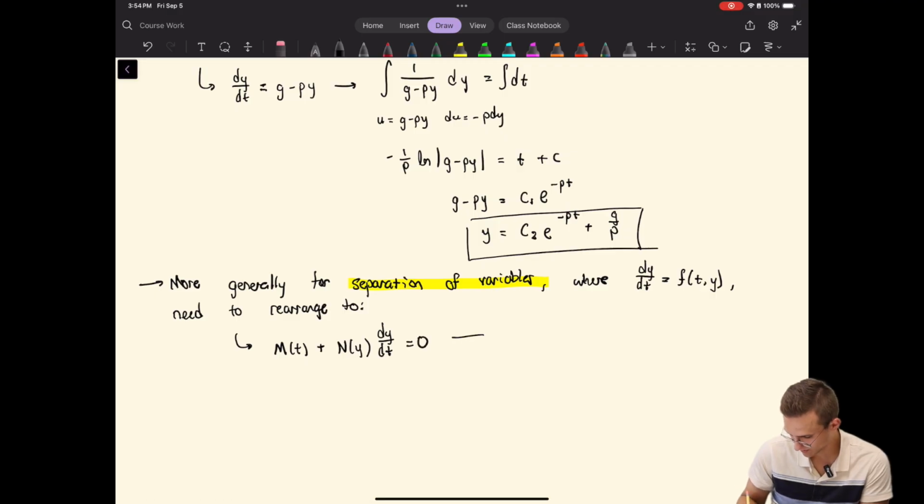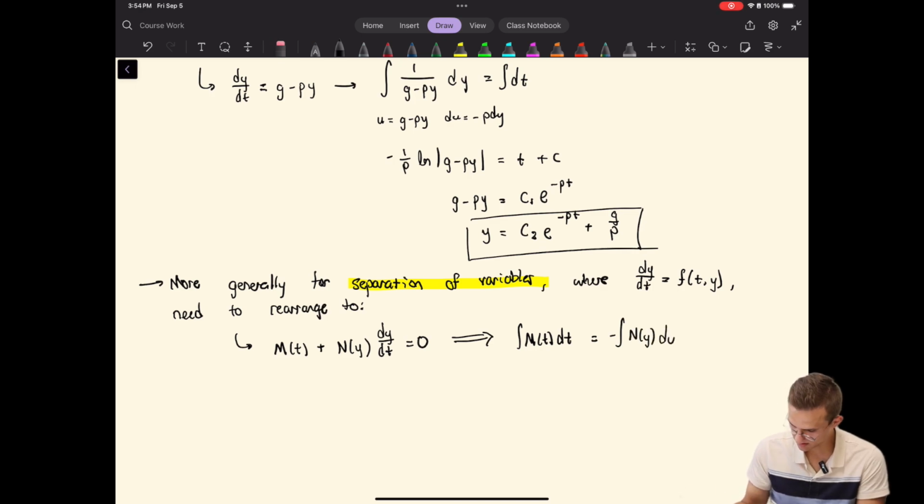Then you will find your solution by integrating m of t dt and setting that equal to negative n of y dy. Now if you perform those integrals and solve for y, you'll end up with your solution. In this case, n of y is 1 over (g minus py), and m of t in this case is just 1.